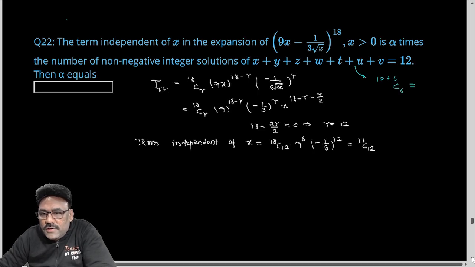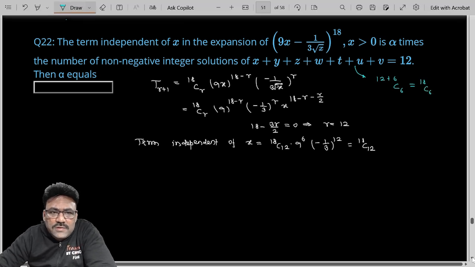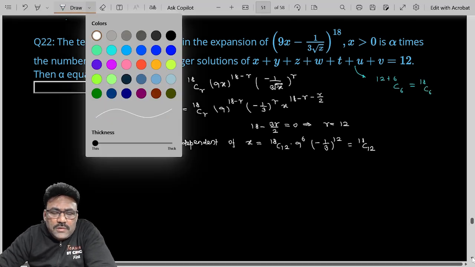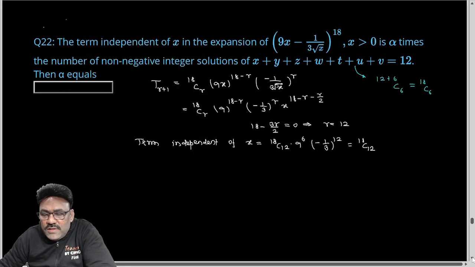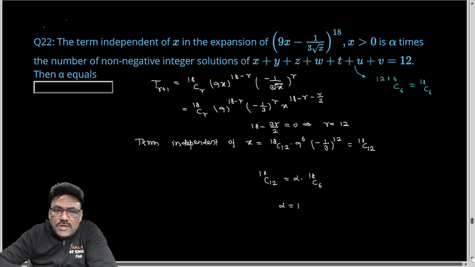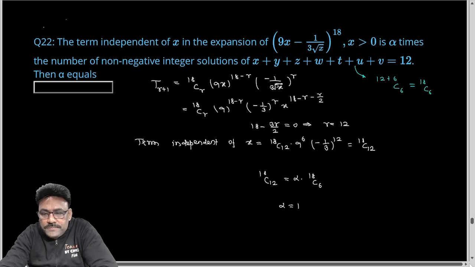So it is 18C6. Now they are saying that the term independent of x in the binomial, which is 18C12, is alpha times the number of solutions of the equation, which is 18C6. And 18C6 and 18C12 both are the same thing. So hence alpha must be 1. So alpha is actually 1 here.